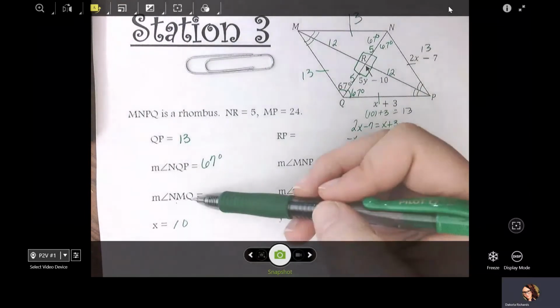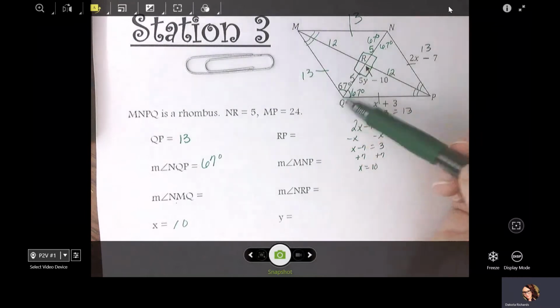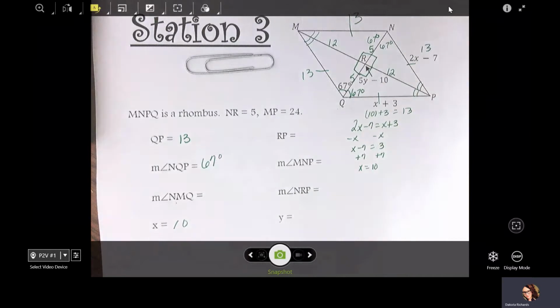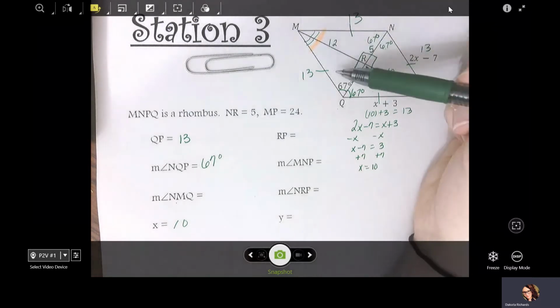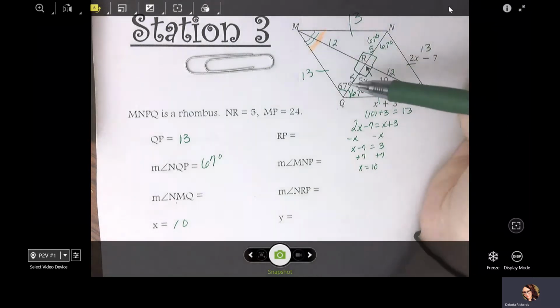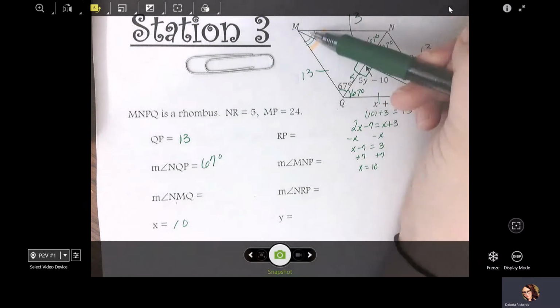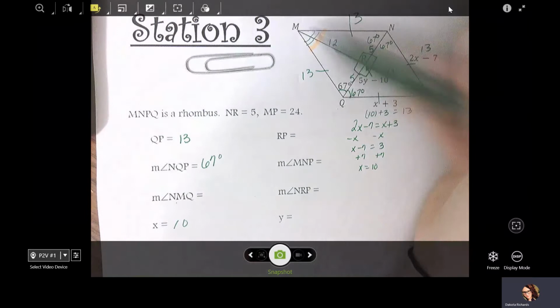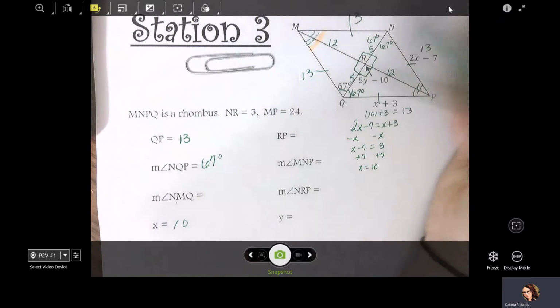Sorry, that's not an O, that's a Q. I can't read. NMQ. So that's this entire angle, okay? This entire thing. All right. Again, the rules of a parallelogram still apply, so keep those in your mind as you're going through these. One of the things is consecutive angles are supplementary. So this entire angle plus this entire angle, M and Q, those two added together equal 180.